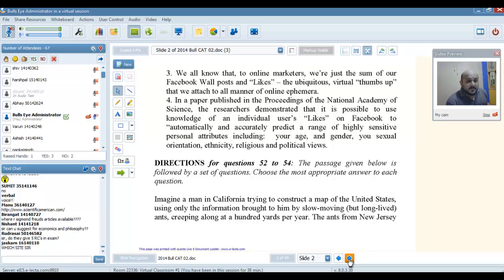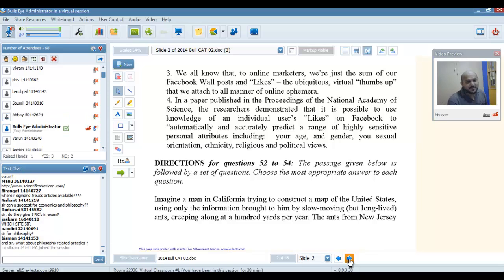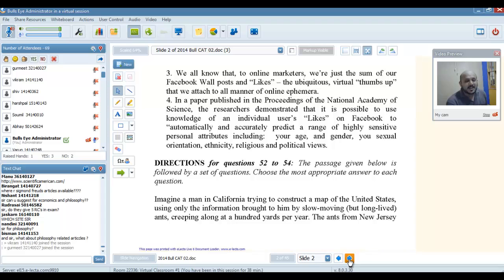For philosophy articles, I would recommend a couple of things. One, please read the blog Philosopher's Beard, Philosopher Ki Dadi, okay, which is pretty bad translation, but that is a blog that you've got to read. Philosopher's Beard. I am just typing it in as well.